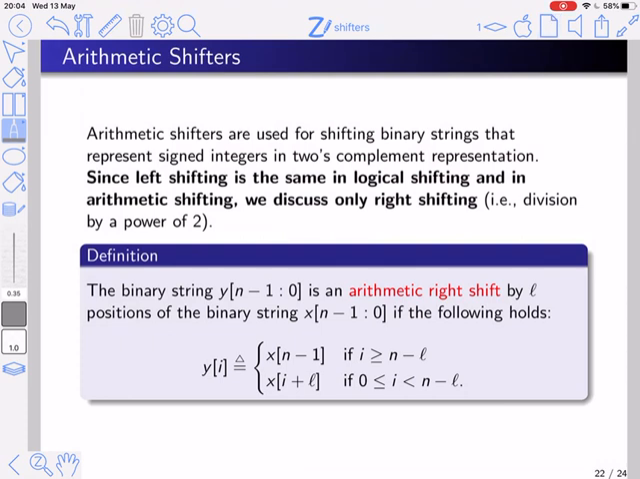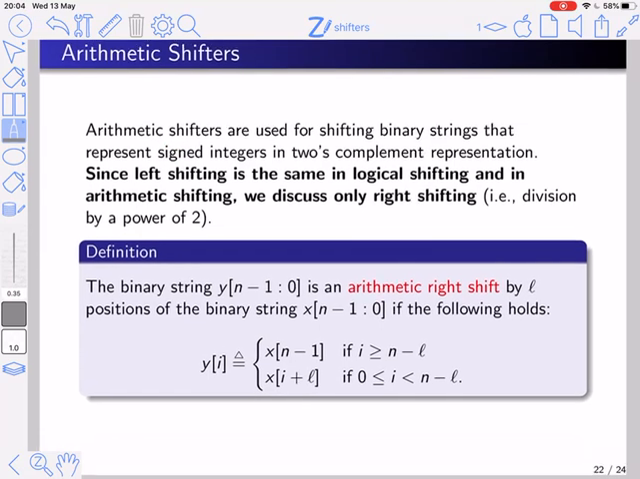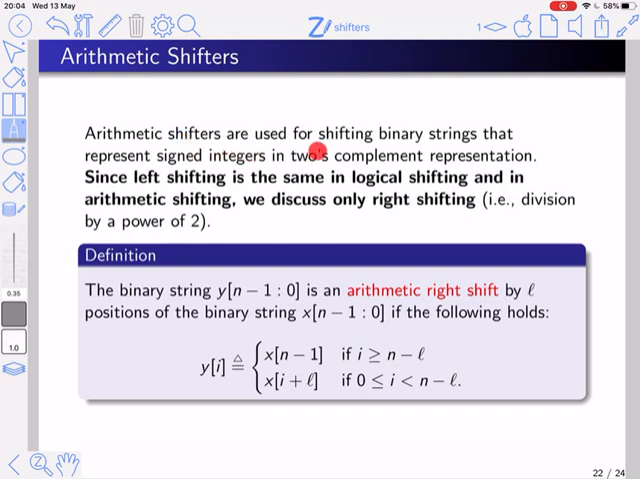Okay, finally, I want to talk about arithmetic shifters. Arithmetic shifters are used for shifting binary strings that are represented in a special technique that allows you to represent numbers that are negative, what is called signed integers, and this technique is called 2's complement representation. Now, left shifting is the same in logical shifting and in arithmetic shifting, so we will only discuss right shifting in the context of arithmetic shifters, and this is in fact a division by powers of 2 with respect to 2's complement representation, which we haven't defined yet.